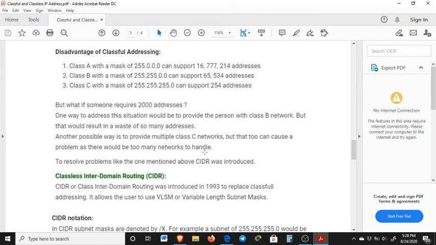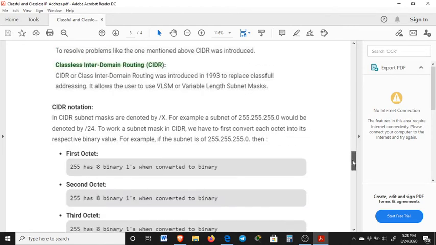Now, to resolve problems like the ones mentioned above, CIDR was introduced. CIDR is classless inter-domain routing, and it replaced the whole process that we just talked about. With CIDR, the subnet mask is denoted by a slash followed by a number, represented here by X. For example, a subnet mask of 255.255.255.0 will be denoted by slash 24.